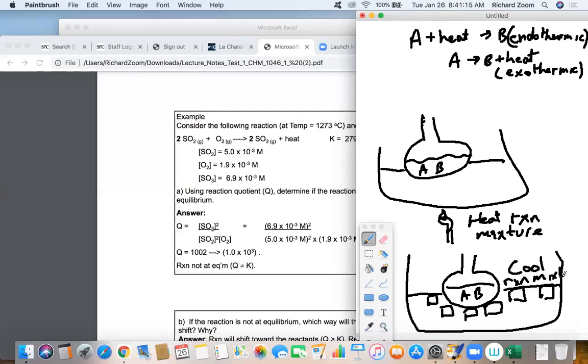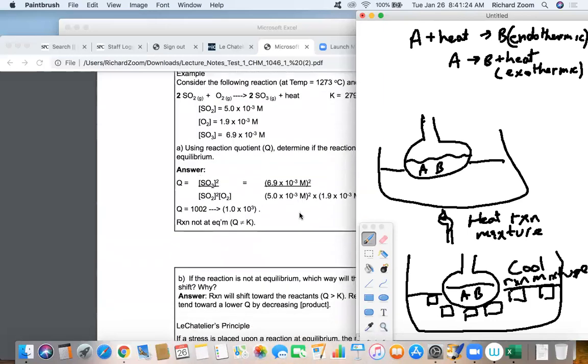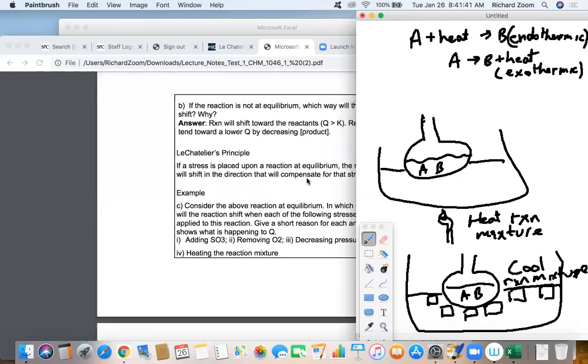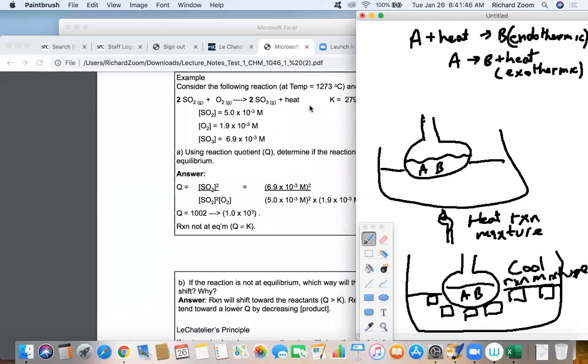Now this is where people get confused with this example. It says here for part D, heating the reaction mixture. When you're heating the reaction mixture, you're heating the entire thing. Where people get confused is they're thinking, which side are you heating? Are you heating the product side or the reactant side? Well, you're heating everything. Now, in this case, we look at the reaction we're given, and you can see where the heat is.